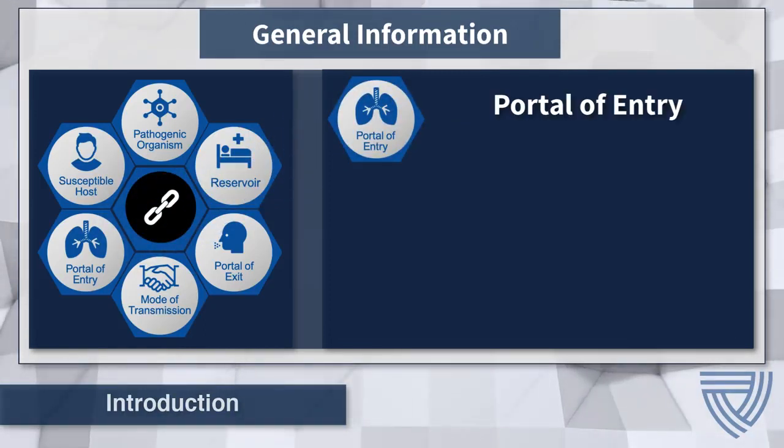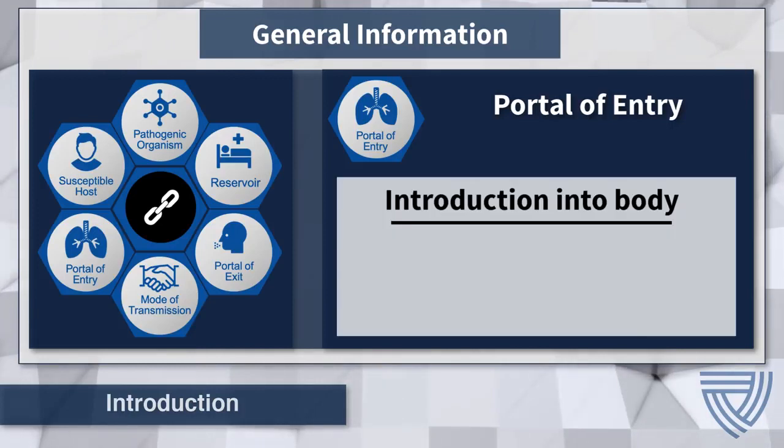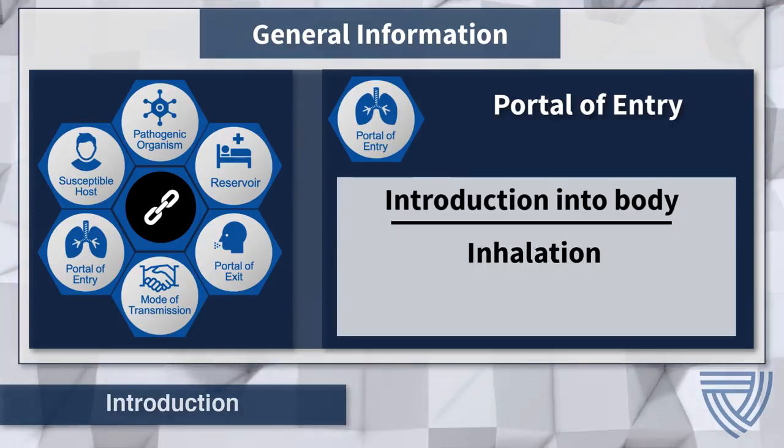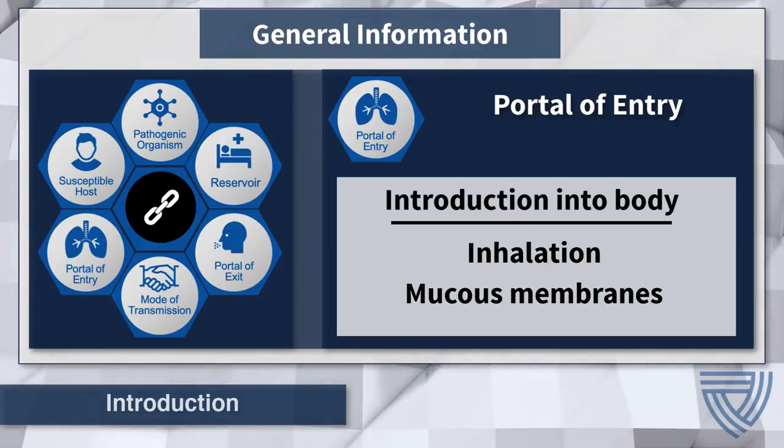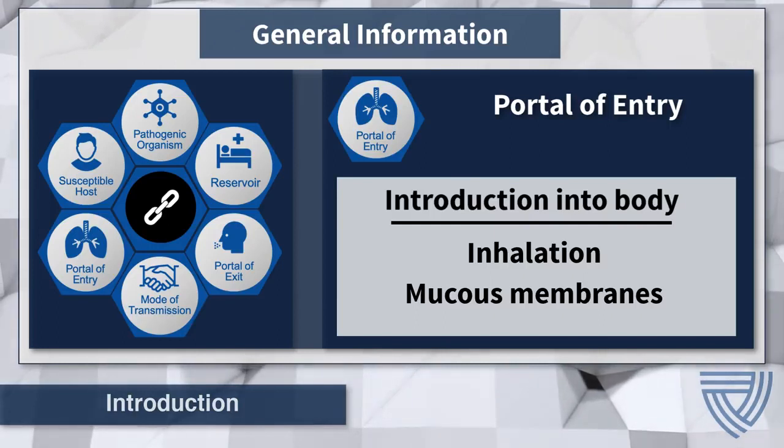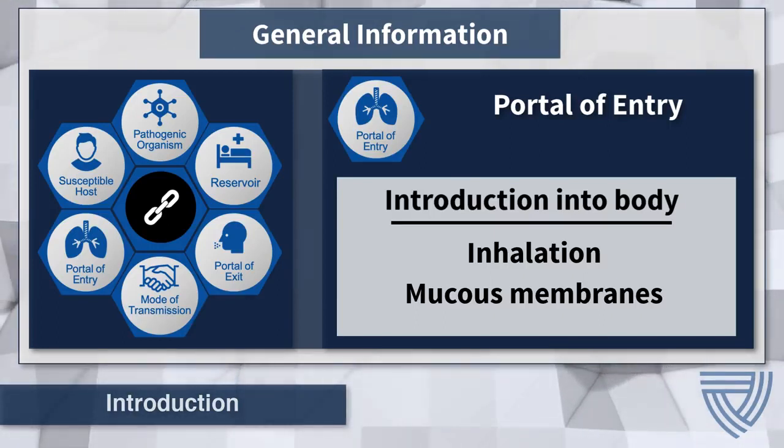The portal of entry is the path in which a pathogen enters a new host. This can be through inhalation, when a person inhales the pathogen into their body, or through mucous membranes by way of hand-to-face contact. Healthcare workers wearing personal protective equipment that offers respiratory protection, preventing the inhalation of an infectious pathogen, is one way the chain of infection can be broken at the portal of entry.